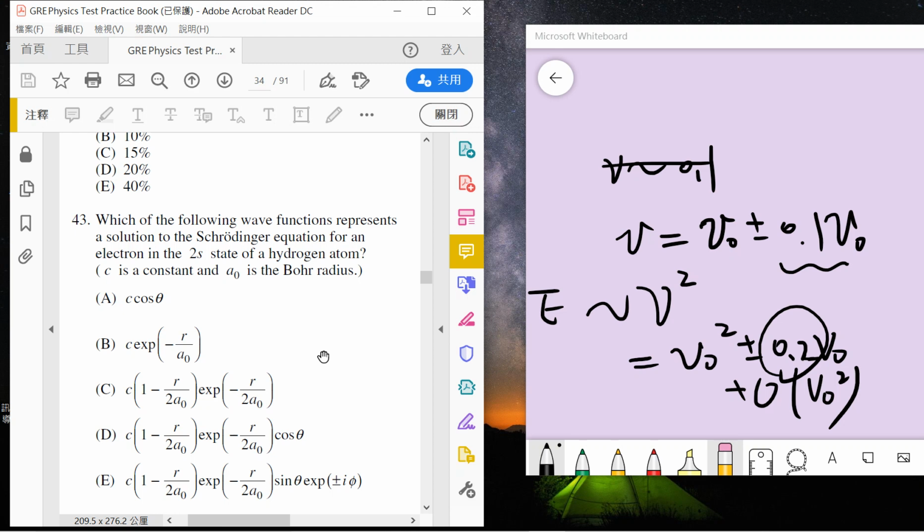So the only remaining are B and C. And the B is the 1s orbital. You need to remember this. So the answer is C.